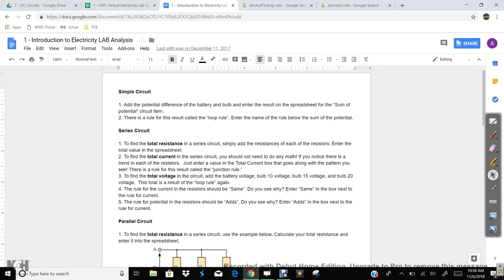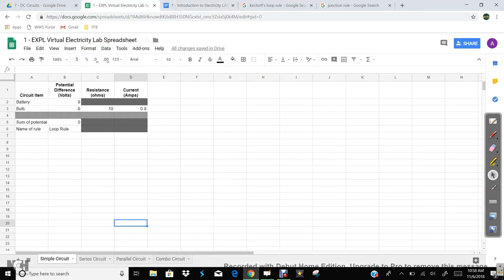And if we go back to our instructions here, it says add the potential difference of the battery and the bulb, enter the result in the spreadsheet, sum of the potential. So clicking back over here, you can see that the battery here is 9 volts, and the bulb, when you measured it with the voltmeter, was negative 9 volts. So the sum of the potential is 0, and it's supposed to be like that because of this rule right here, the loop rule.